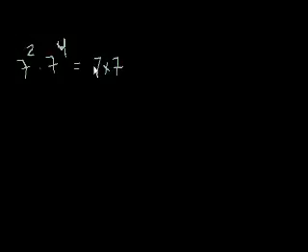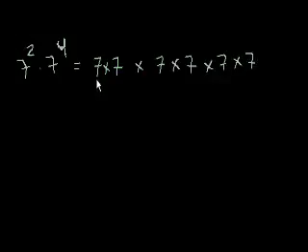If I said 7 squared times 7 to the fourth, well, that equals 7 times 7, right? That's 7 squared, times, and now let's do 7 to the fourth. 7 times 7 times 7 times 7. Well, now we're multiplying 7 by itself 6 times, so that equals 7 to the sixth. So in general, whenever I'm multiplying exponents of the same base, that's key, I can just add the exponents.